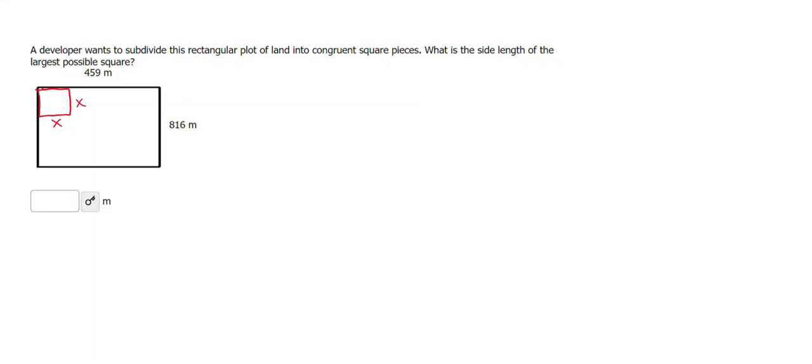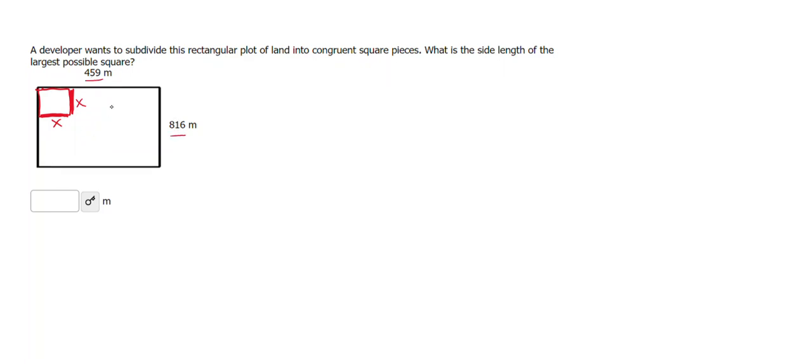So now what we're after here is, whatever this number is for X for this length, can you see how it needs to go evenly into 459, right? It needs to go evenly all the way across this way. If it doesn't, then you'd end up with a half of a square or something on the end, right? So X needs to be a factor of this. And X, if you look at it from this direction now, needs to go evenly into 816, all the way down. So what I really want is the greatest common factor between these two numbers.